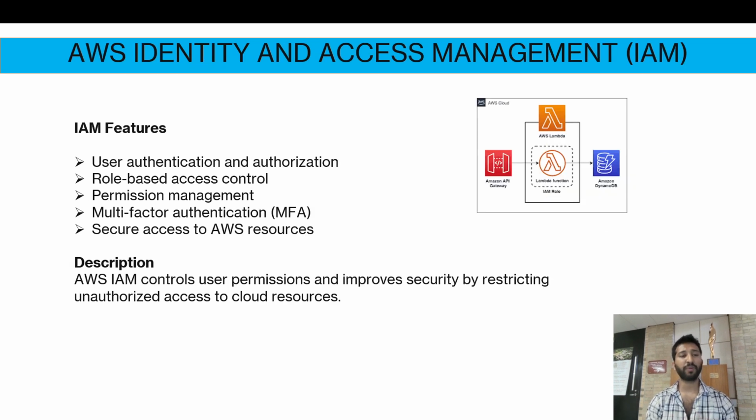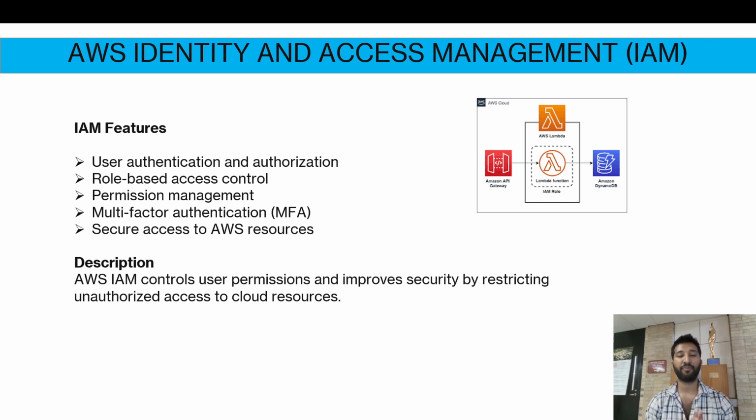So coming here, AWS Identity and Access Management, IAM. How will it work? We have the Amazon APIs, and we are going to be interacting with the DB. IAM features are user authentication and authorization. Every user has authentication and authorization, and it works on that. And role-based access control, I'm using the role-based access control here, and permissions and management. I'm using the permissions for security purposes, and multi-factor authentication, MFA, would be really good here.